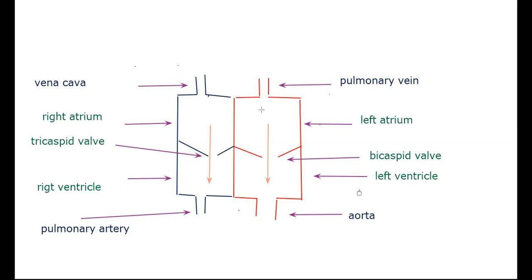لما الهارت بقى بيحصل له contraction، البلد اللي في الرايت اتريوم moves to the right ventricle and the blood in the left atrium moves to the left ventricle. Understand that? طيب. الهارت بيحصل له contraction تاني، يقوم البلد اللي في الرايت ventricle sent through the pulmonary artery to the lungs والبلد اللي في الليفت فنتريكل sent to all body parts through the aorta. كده يبقى انا فهمت كويس قوي البلد سيركيوليشن. Understand that or not? طيب اوكي okay.